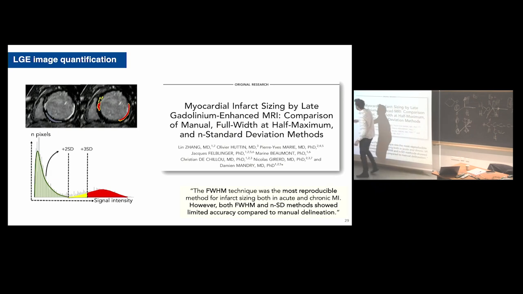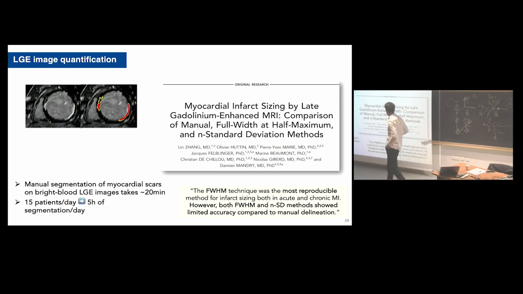Or we have the other technique that is called the n-SD technology, number of standard deviations. Here we take a region of interest in the healthy myocardium, so every time the radiologist has to draw this region of interest. So now we look at the healthy myocardium. We are in this part of the histogram, and we will put our threshold above a certain amount on the standard deviation, 2, 3, or 4 standard deviations. And these guys in Nancy tried to compare all these semi-automated techniques to see which one was the best.